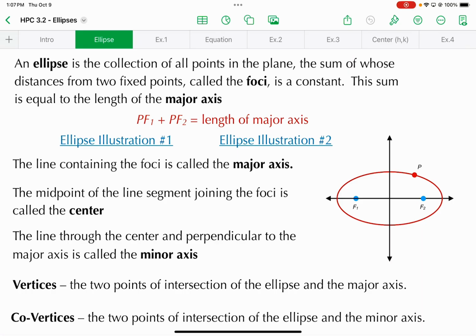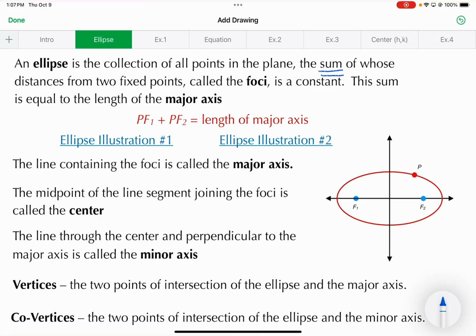Okay, you can see by looking at the slide a lot of bolded words, which means a lot of vocab, okay? So a couple things I want to call out in particular. First off is the fact that we're talking about a sum in this case, all right? It's a collection of all the points in the plane, the sum of whose distances from two fixed points, called the foci, is a constant, okay? This sum is equal to the length of the major axis, okay?